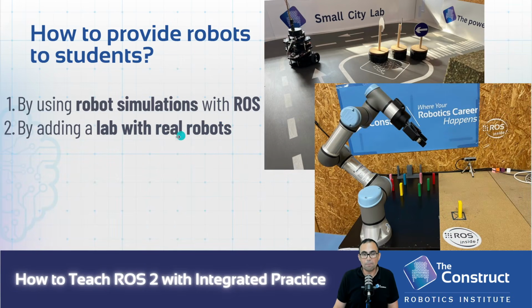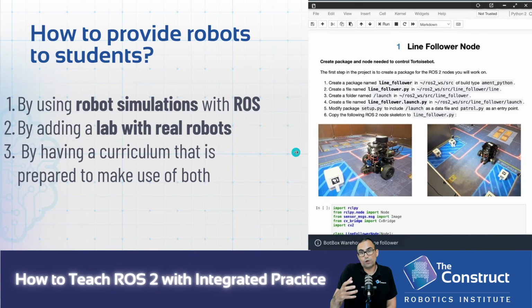Another way is by adding labs with real robots. I mean, they're not different ways, but I think that this approach needs to include both of them. We need to provide robot simulations so all the students can practice. And then at some point in time, that I'm going to show you when, provide the real robots so the students can practice with them. And then, of course, we have to create teaching material for the students that makes sense and makes use of both things. At some point in time, we teach with the simulations. At some point in time, we teach with the real robots.